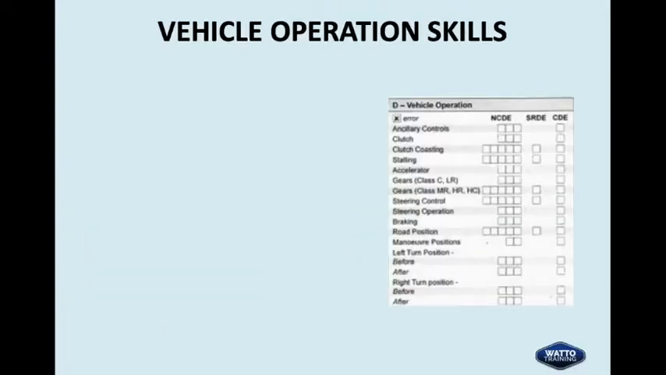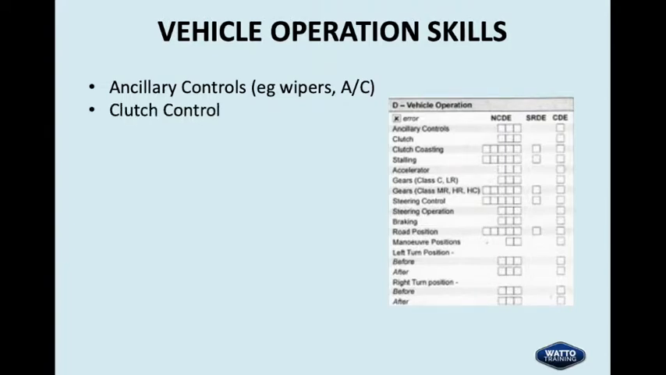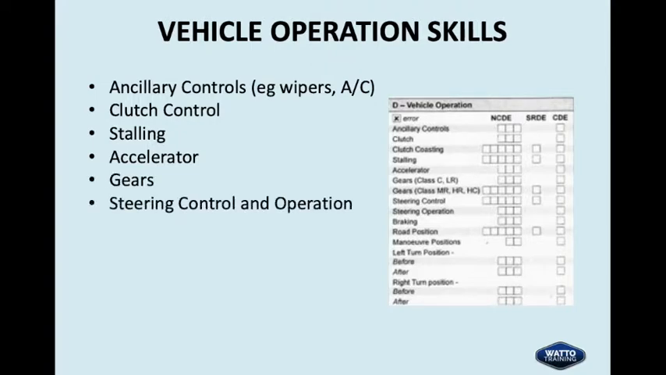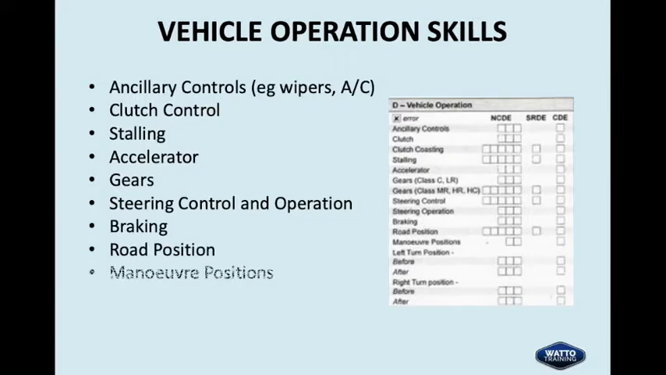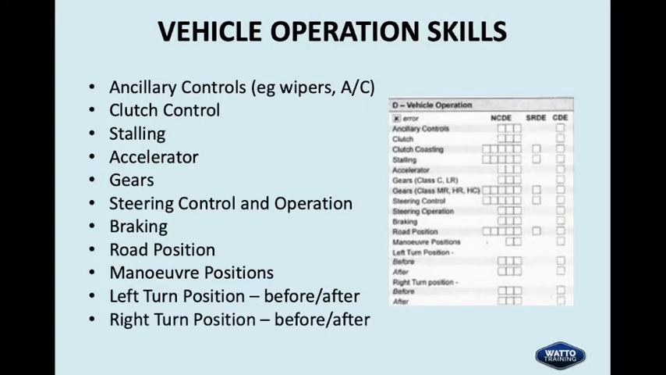Okay, let's take a look at the vehicle operation skills that your students need to demonstrate. Ancillary controls, so this is on-road, control of wipers if it starts raining, air conditioning, clutch control, stalling, accelerator, gears, steering control and operation, braking, road position, maneuver positions, left turn position before and after, and right turn position before and after. That's referring to cornering technique.